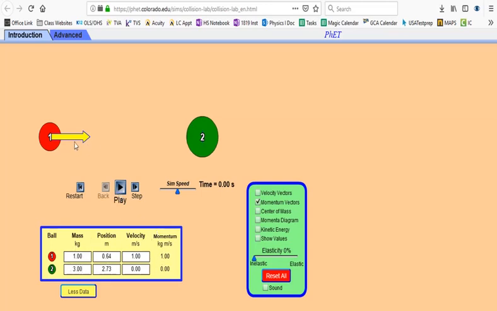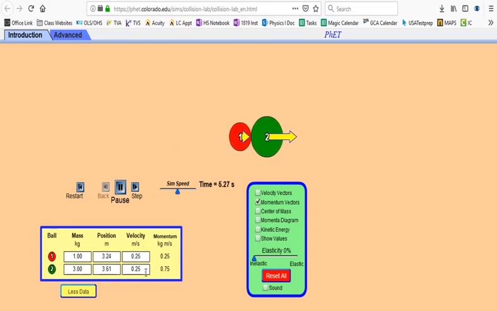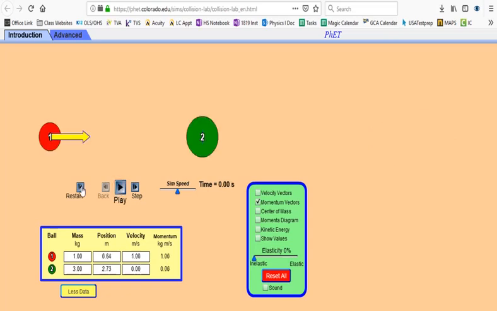So 1 times 1 is 1. The total momentum before is still 1 since I've kept that mass at 1. It's inelastic, so they're going to stick. Notice going pretty fast, and that red slowed down a lot to 0.25. Green, of course, picked up a little bit of velocity because it was sitting still, and they're together. 1 times 0.25 is 0.25. 3 times 0.25 is 0.75. 0.25 plus 0.75 equals 1. The total momentum before and the total momentum after are the same.